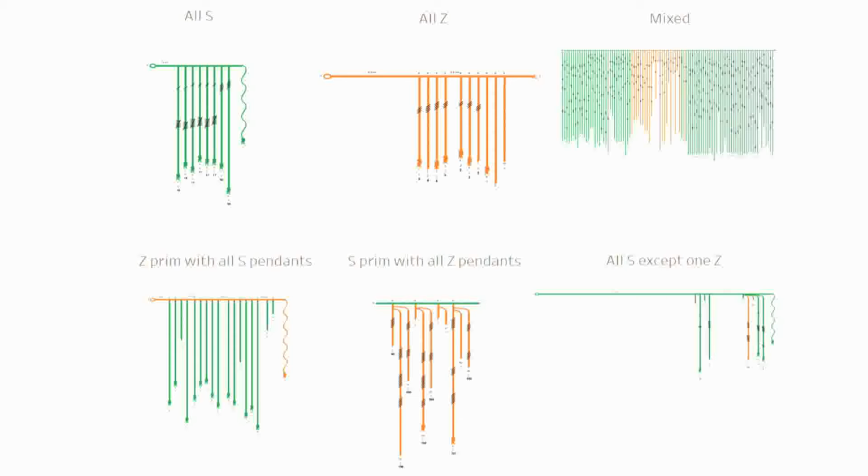So I'm gonna make another video later that maybe goes into depth comparing the Z prim with all S pendants and the S prim with all Z pendants to see if there's any other connections there. And then the last group was that all the chords were S-plied except maybe one Z-plied. And I'm not sure what's going on there. Maybe we'll look at that another day.